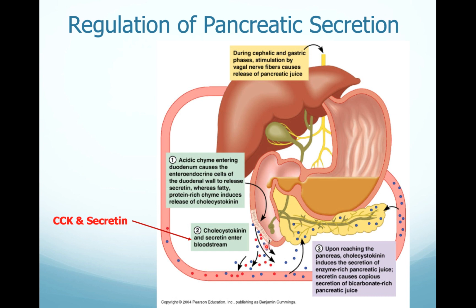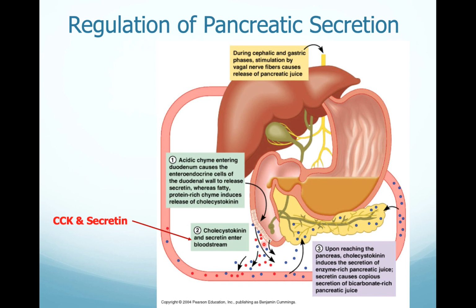One of them is secretin, and the other one is CCK. So CCK is cholecystokinin, and secretin we just call secretin itself. Secretin and CCK get released out from the enteroendocrine cells in the presence of chyme, and they enter into your blood circulation. Main jobs of these guys.